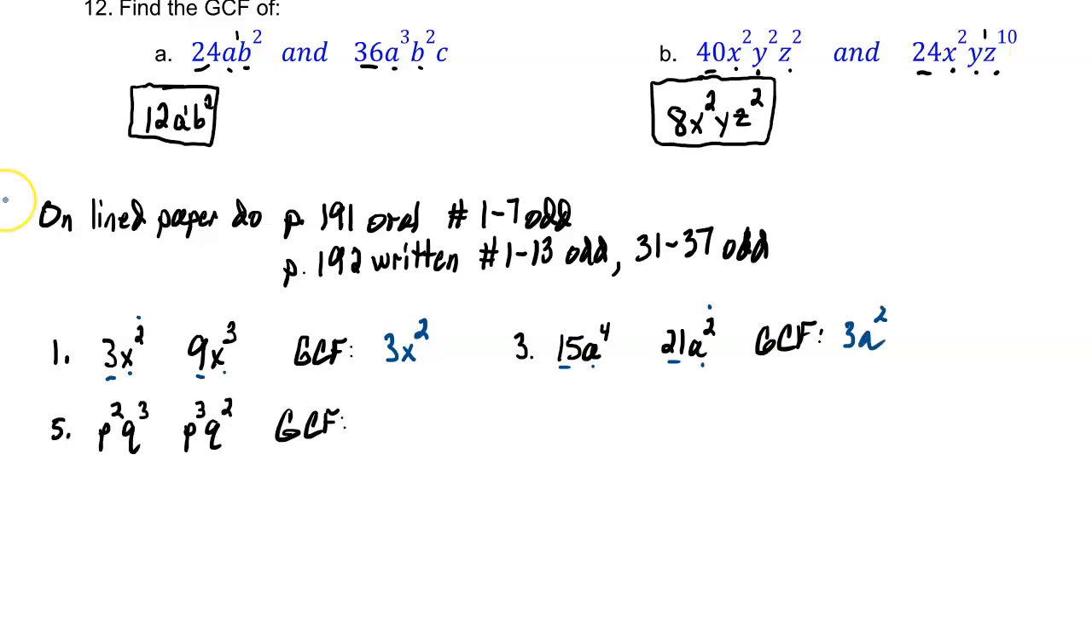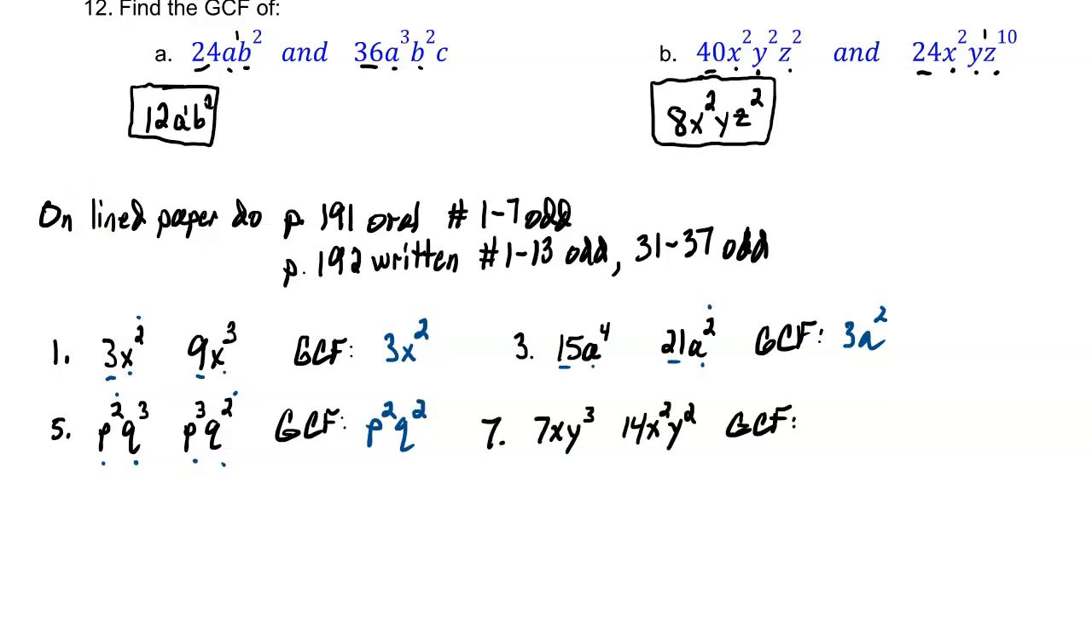Number 5, find the greatest common factor of these monomials. There are no numerical coefficients, only variables. The variable p is common to both. The smaller power is p to the second power. The variable q is common to both, and the smaller power is q to the second power.